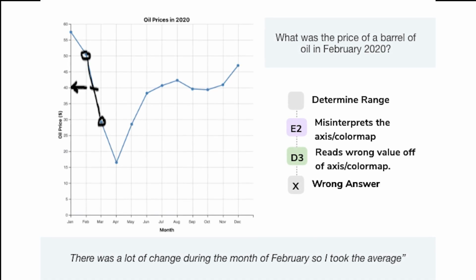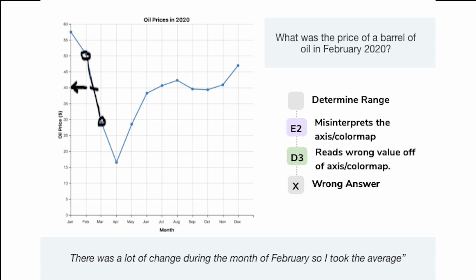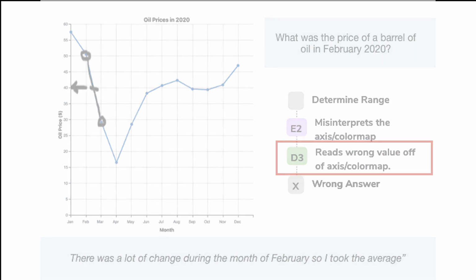Here's an example of a decoding barrier from our survey. For time series charts, such as this line chart, several viewers interpreted the line connecting two data points as representing continuous data for that month. This user specifically said there was a lot of change during the month of February, so I took the average. There are two barriers in this example. The first is an encoding misconception of what the axis values mean, and the second is the decoding mistake of reading off the wrong value for the month of February from the y-axis.